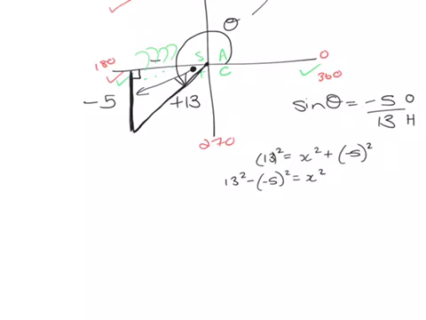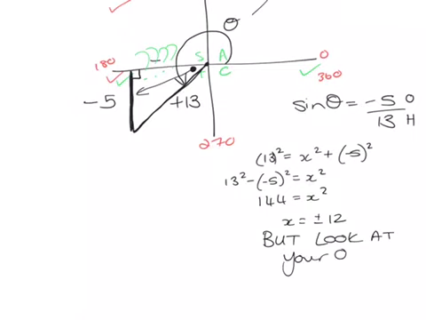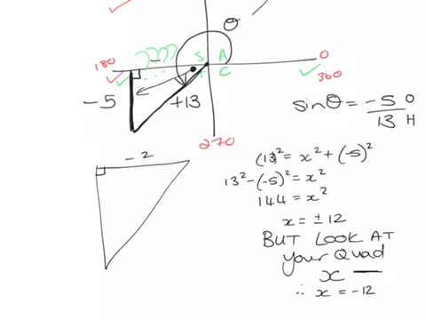So it becomes 169 minus 25, which is 144. And when you square root x squared, you square root the 144, it's plus or minus 12, because both positive and -12 square to get 144. But look at your quadrant. Our x must be negative, so therefore x is -12. So your triangle actually looks like this: -12, -5, positive 13.